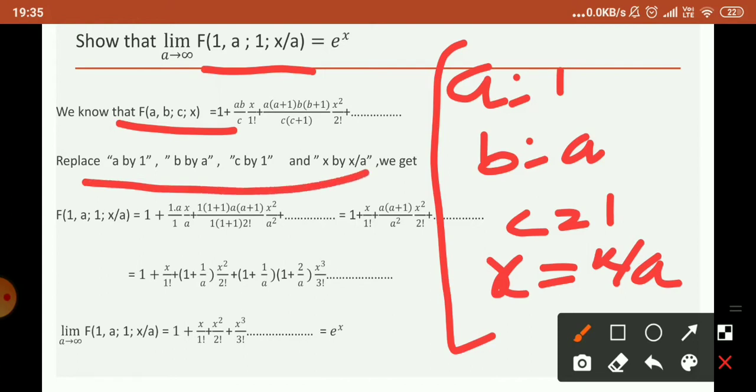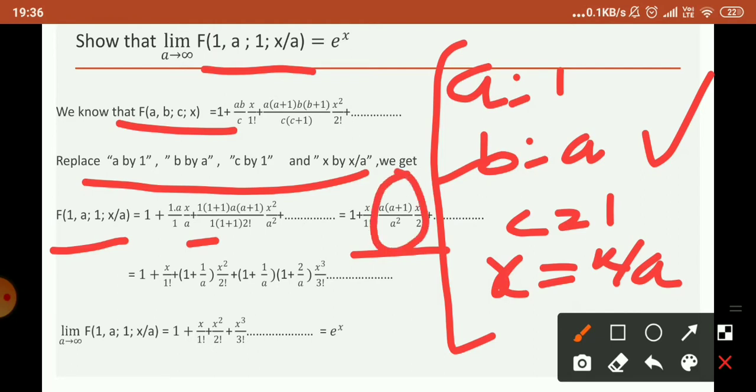We replace these things that I have written here, then we get left hand side equal to left hand side. On the other hand, when we replace these things, you can see a cancels with a, then this 1 into 1 plus 1 in the denominator also will cancel, and you get this summation: 1 plus x upon 1 factorial plus a into (a plus 1) upon a square into x square upon 2 factorial and so on. Now what you have to do is separate this a square below both the terms a and a plus 1.